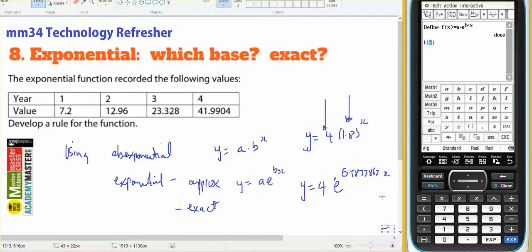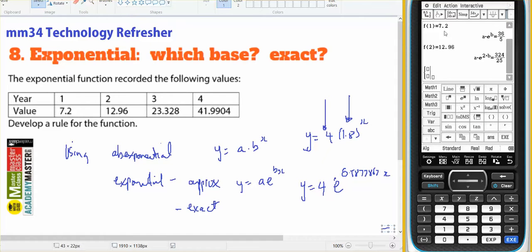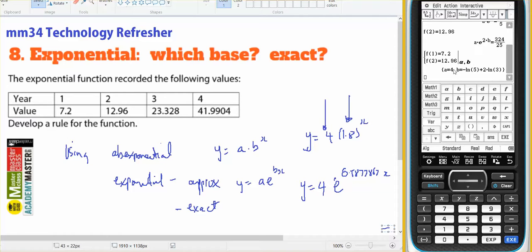And I know that f of 1 equals 7.2, and I know that f of 2 equals 12.96. And if I was to bring up my simultaneous equations and I put f1 equals 7.2 in the first and f2 equals 12.96 in the second, and then solve that for a comma b, I get 2 answers. Of course, a equals 4.